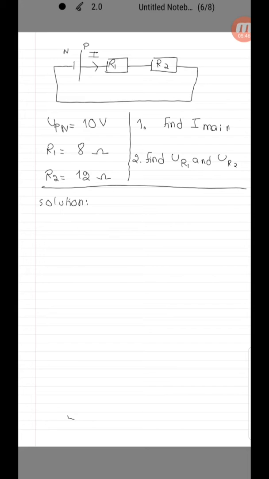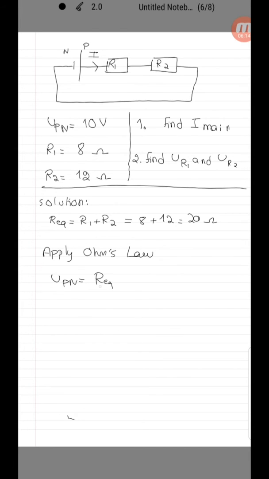So R equivalent is equal to R1 plus R2, since they are in series, which is 8 ohms plus 12 equals 20 ohms. So R equivalent is 20 ohms. Now if I apply Ohm's law, UPN is equal to R equivalent times I main. So the total voltage is equal to the total resistance times the total current, I main.